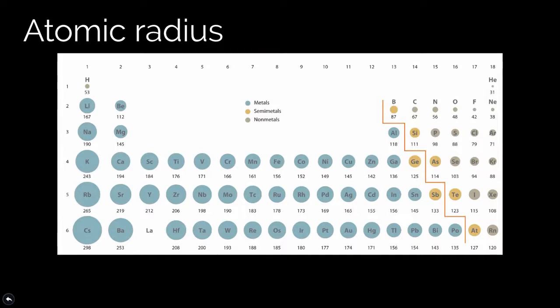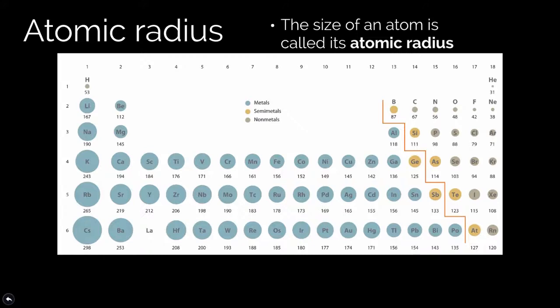Next, let's talk about the atomic radius. And so when we're talking about the radius of an atom, we're really just talking about the size of an atom. And so we measure this by the distance from the nucleus to the outer energy level. And this one is measured in nanometers. So we can see here that I have this chart of all these different atoms and their different sizes so that you can compare them all.